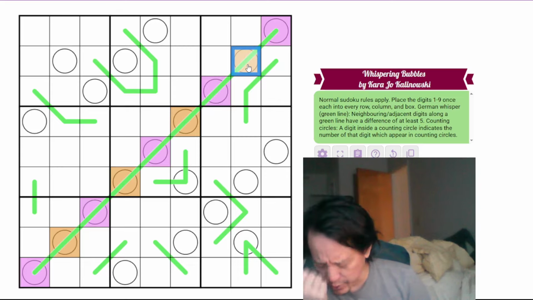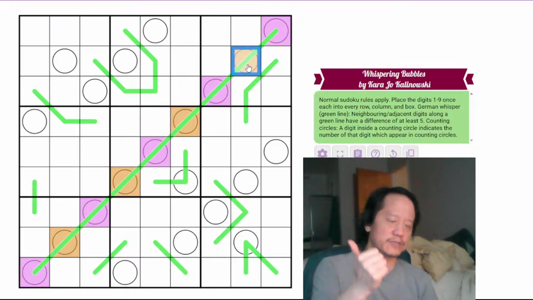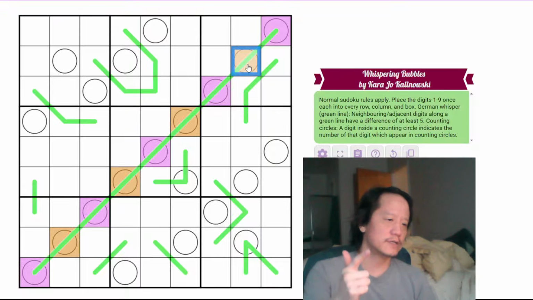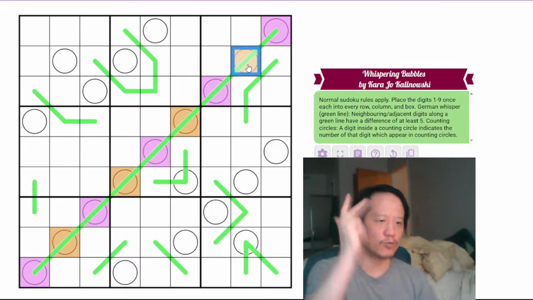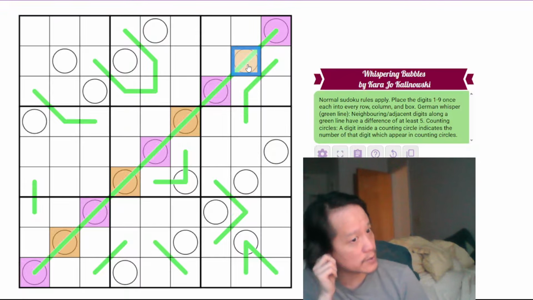So you have 2, 3, 7, 9. So 1, 2, 3, 7, 8 is a possibility. 2, 3, 7, 9 is a possibility. And 1, 3, 8, 9 is a possibility. Interesting.